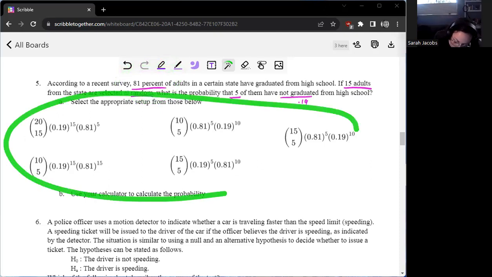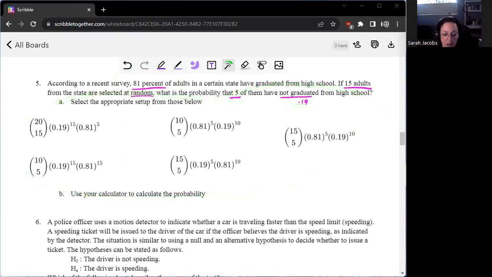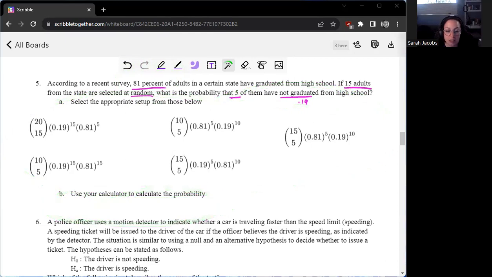So this is very typical of the College Board, just the setup. They're not asking you to calculate the probability. I am in a second. But first, we just want to get the setup down. So first up, we have 15 total, and we're looking for choosing 5 of them.